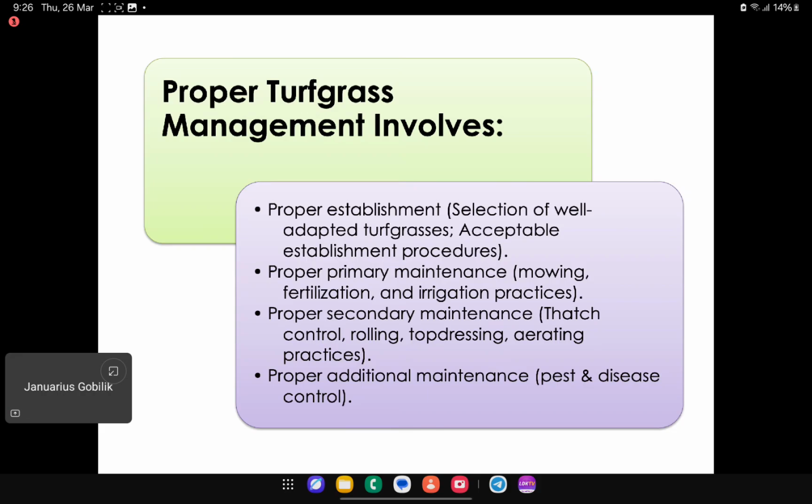And then the fourth one is proper additional maintenance. You need also to be very good in this proper additional maintenance, for example, in pest and disease control, because it will damage the turf grass field. When the turf grass field is damaged, it will not function very well. You won't get the benefit of having a good turf grass field in your environment.